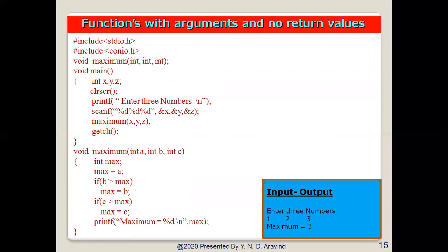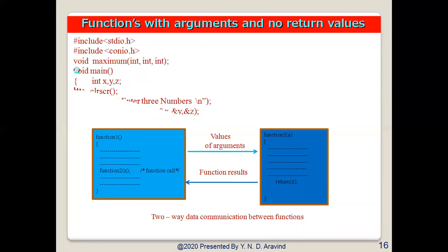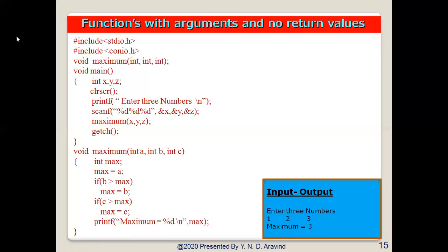So here you can see that there are three arguments in this particular function, and it is not having any return type. Since it is not having any return type, I have put it as a void. So here void says that it is not having any return type, but it is having three arguments. If you can see here clearly, the three arguments are of type integer.